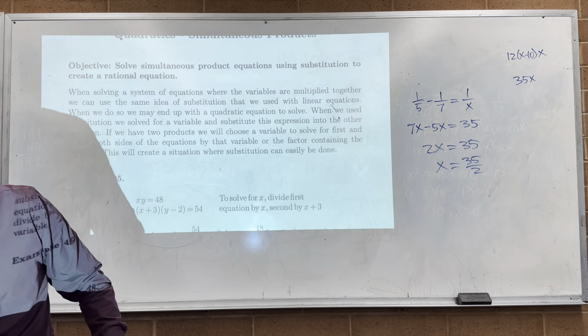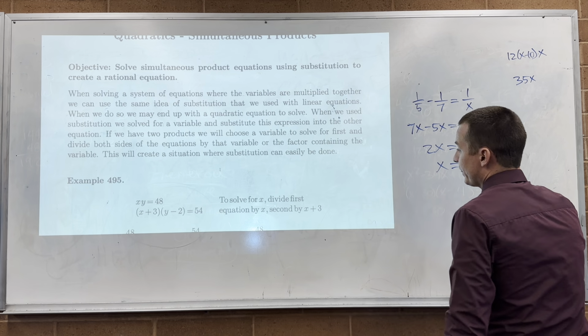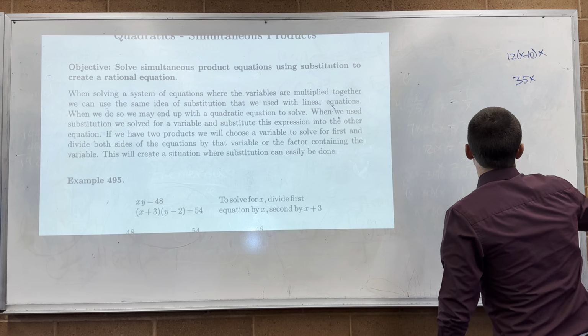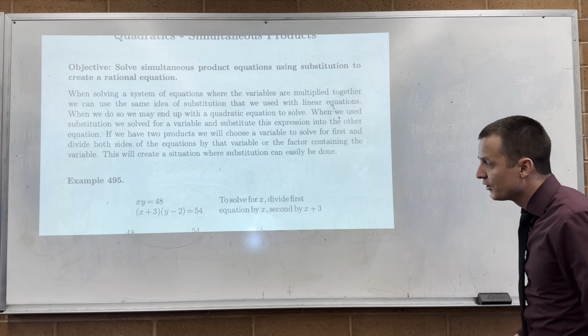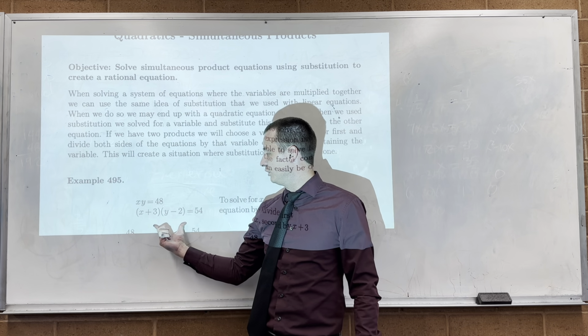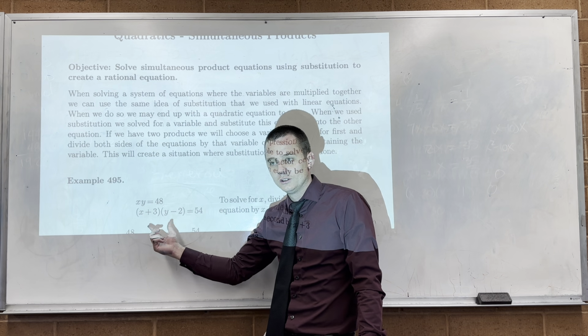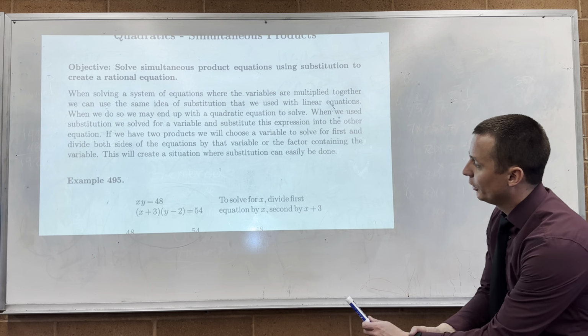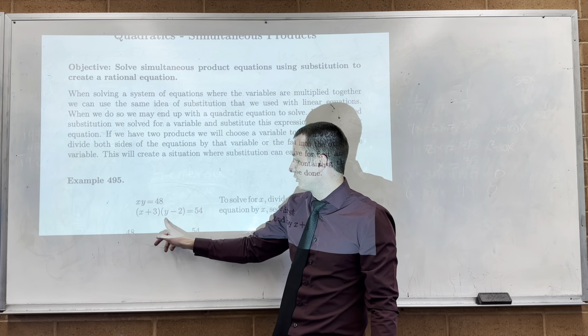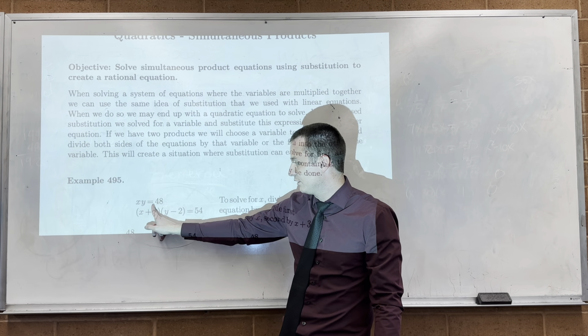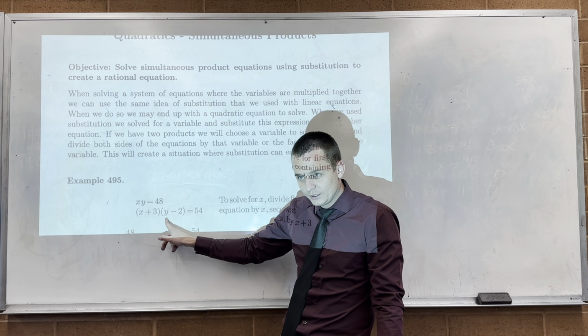Next section, solving simultaneous products. We've already seen this in some of the examples. You're going to be given two equations. Use one equation to solve for one variable, plug into the other equation. Same thing we've already been doing. So I know x times y equals 48, and I know x plus 3 times y minus 2 equals 54. Pick this, solve for x or y, plug it in down there.